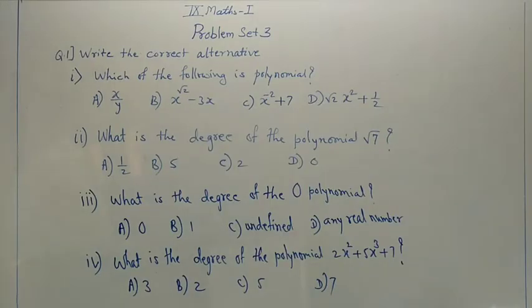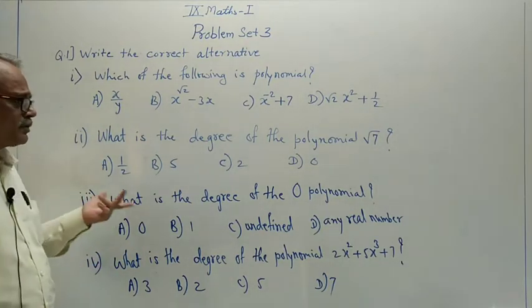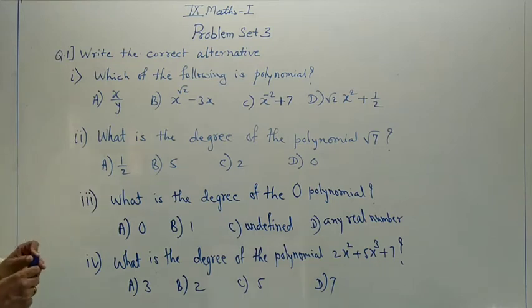Now we are starting with problem set 3. The first question is also always an MCQ. Multiple choice question, select the correct alternative. In total there are 10 questions. First we will solve 4, then we will solve 3 again, then 3. Three times I will write it on the board.